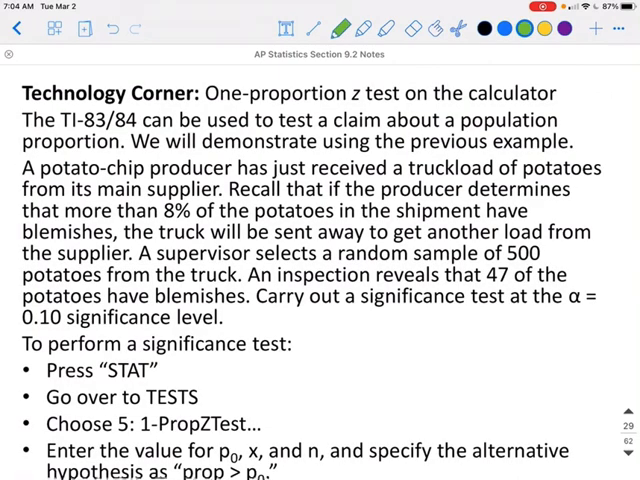Now, good news, you can do some of this on your calculator. The one proportion z-test on the calculator can be used to test a claim about a population proportion.